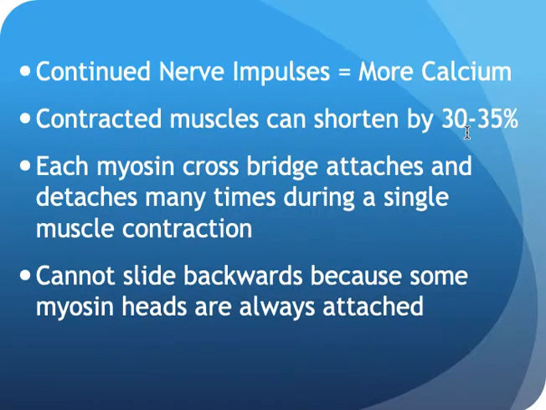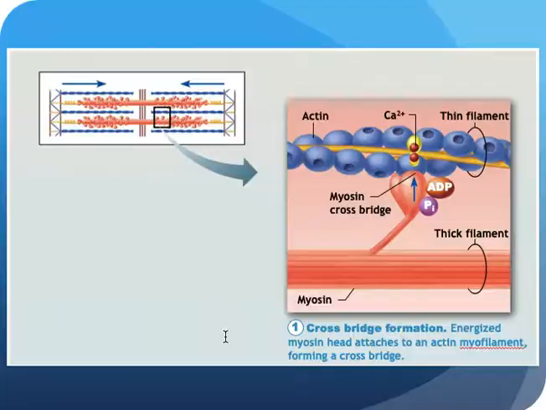Each myosin cross bridge attaches and detaches many times during a single muscular contraction. This question always comes up: when they attach and detach, why does the muscle not slide backwards? When you look at that little picture, you can tell that there's a ton of myosin heads, and at any point, some of those heads are always attached, and this keeps the muscle from sliding backwards until we reattach more heads.